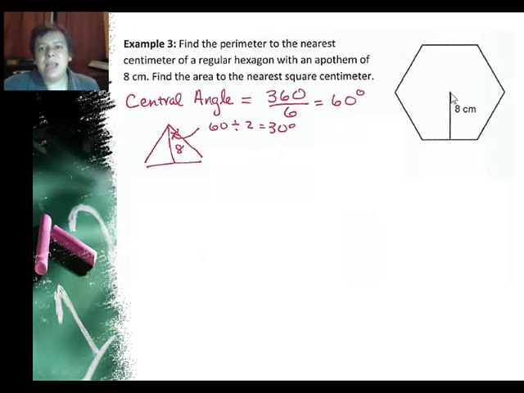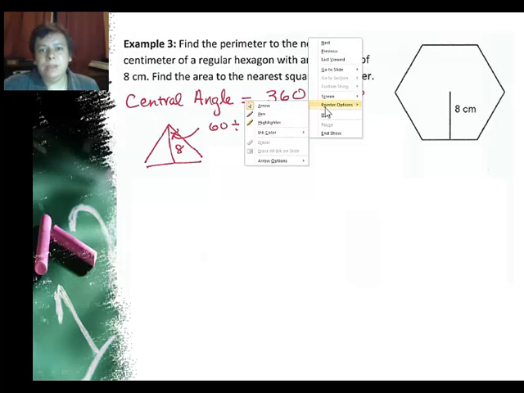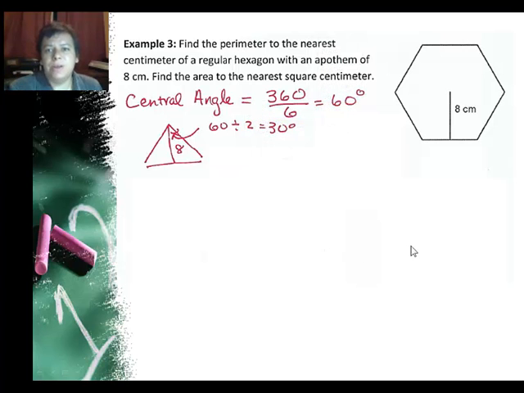Now, when I create that triangle, let me show you what I mean. When I create this triangle that creates a center angle, I'm cutting this 60 degrees in half. So that means I have 30 degrees right here. And then this other angle here will actually be 60, because this angle right here is always a right angle. The apothem is always a right angle with the side.